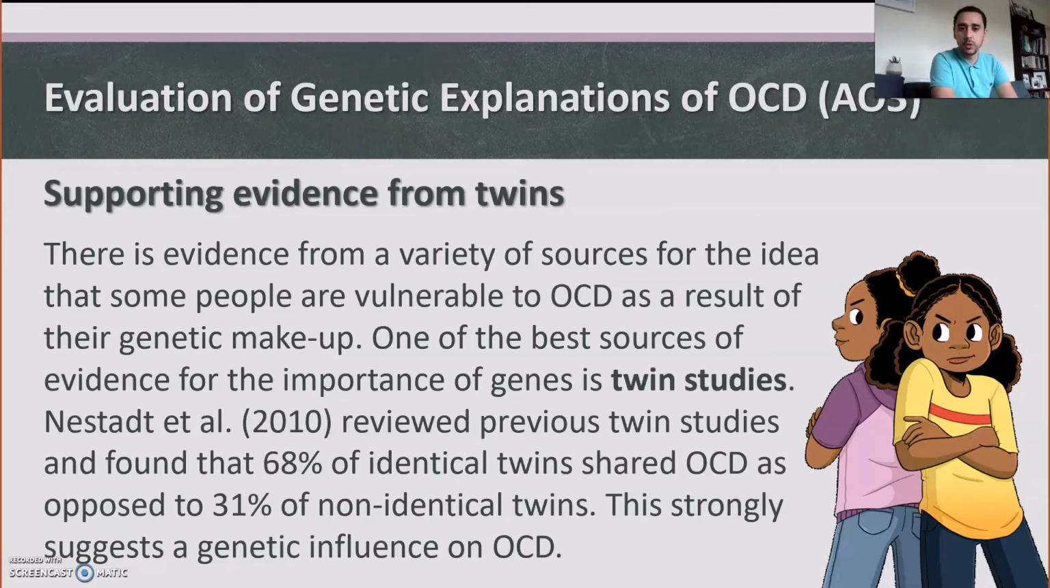One of the best sources of evidence for the importance of genes is twin studies. Nestadt et al. in 2010 reviewed previous twin studies and found that 68% of identical twins shared OCD, as opposed to 31% of non-identical twins. This strongly suggests a genetic influence on OCD.